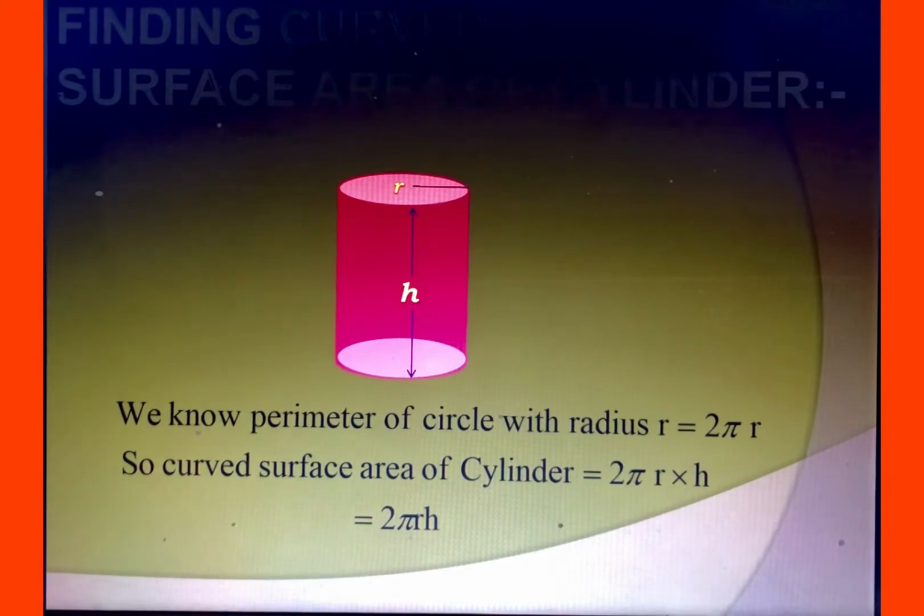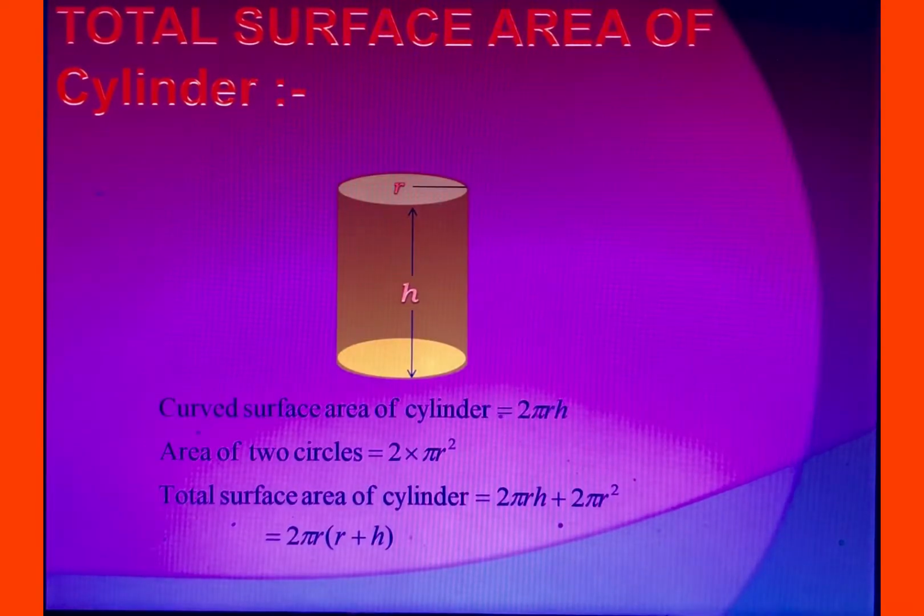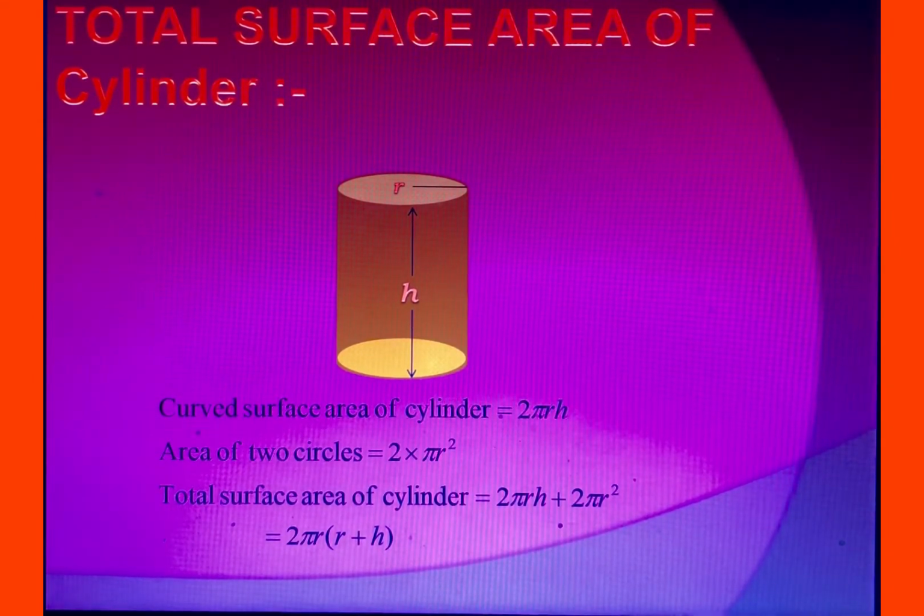But how can we find the total surface area of the cylinder? If we include the top and bottom parts also in the curved surface area, then we will get the total surface area of the cylinder. The top part here is a circle, so its area is pi r square, and the bottom part is also a circle, so pi r square plus pi r square, how much? 2 pi r square. So the area of the two circles is 2 pi r square.